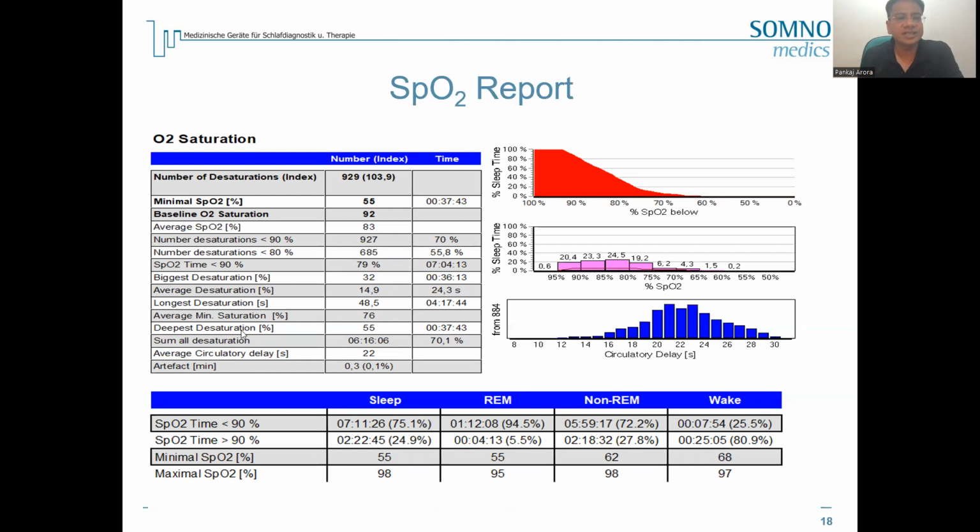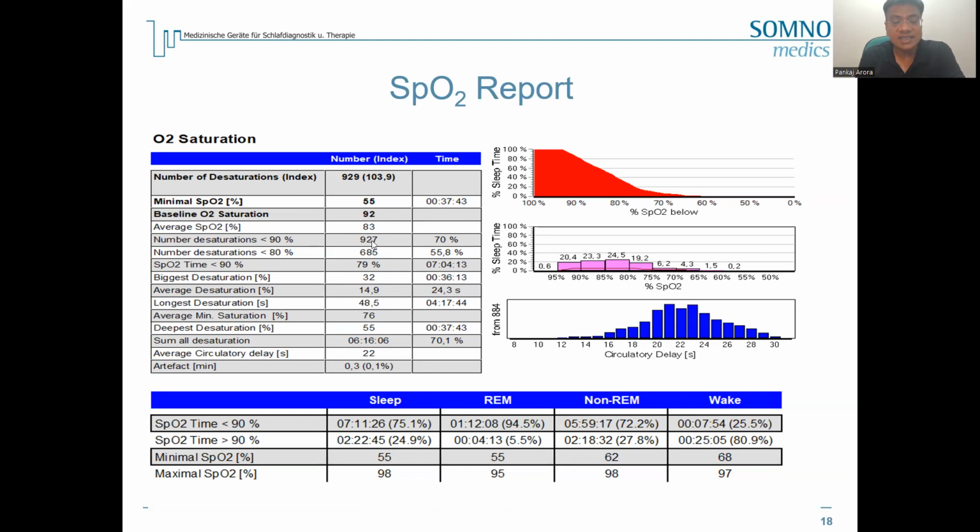In this particular case, if you see, his number of desaturations was 929 times, which means an index of 103. It is a severe ODI, that is, a severe oxygen desaturation index. His minimal SpO2 was 55 at 12:37. However, his baseline SpO2 was 92, and his average SpO2 was 83%.